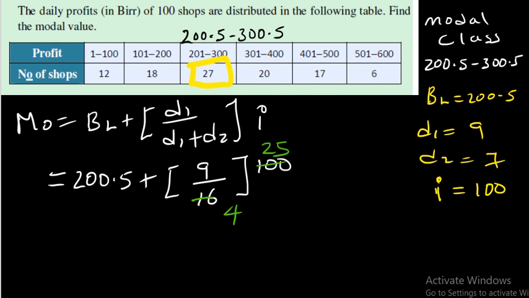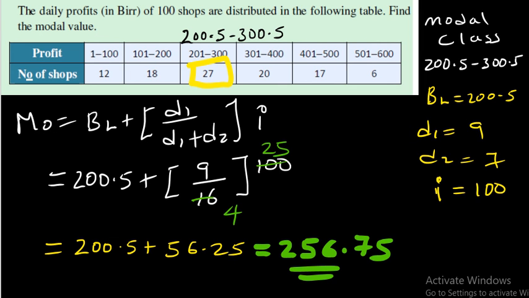Finally the answer is going to be, when you multiply, 200.5 plus 9 divided by 4. So divide then multiply, which is 56.25. Then when you add 200.5, it will be 256.75. So we applied the same process, but we minimized our steps.